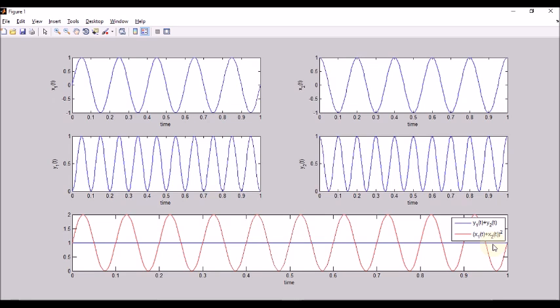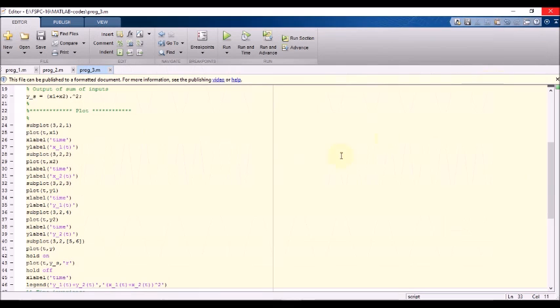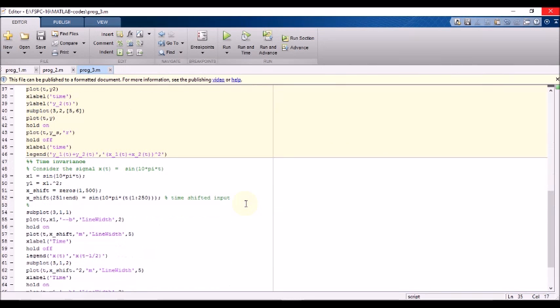Now, it is clearly seen that the sum of the outputs is not the same as the output of the sum of the inputs. So this easily disproves the property of additivity for the system, and hence this system y of t equal to x of t squared is nonlinear. Now let us check for the time invariance property of this particular system.